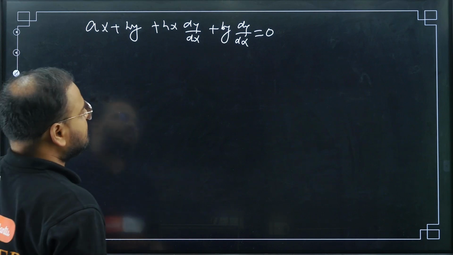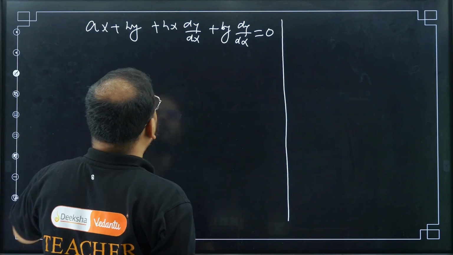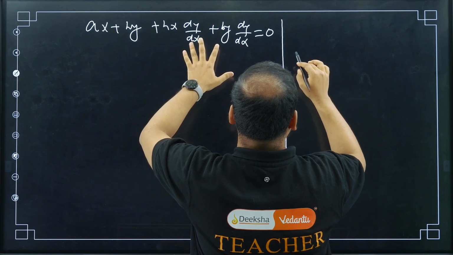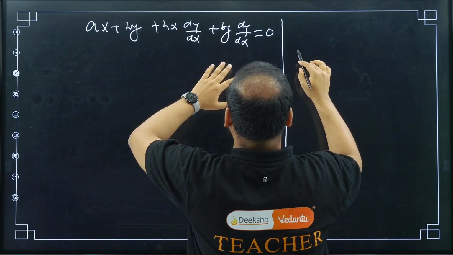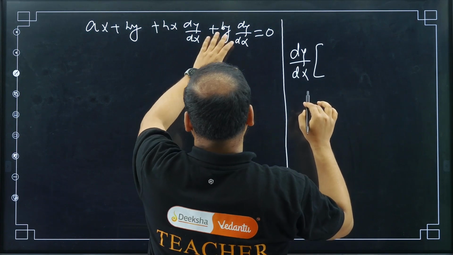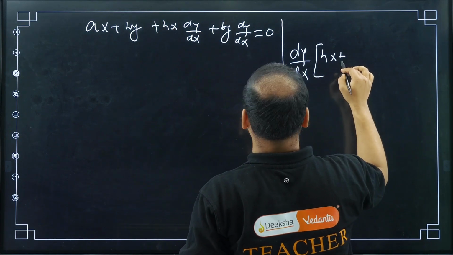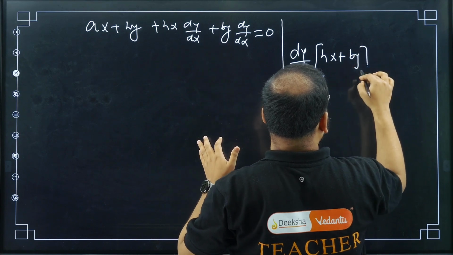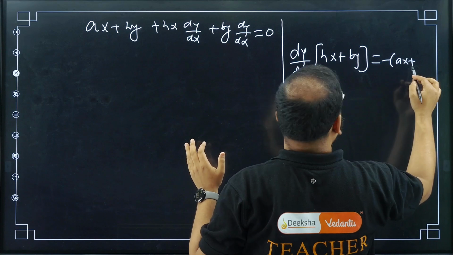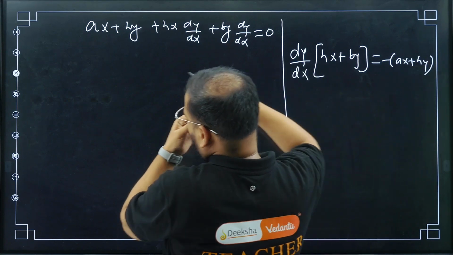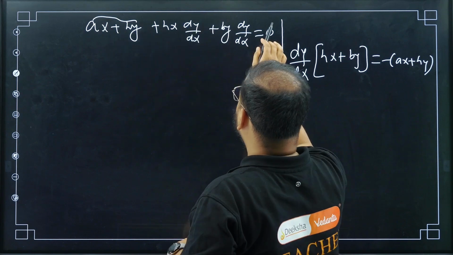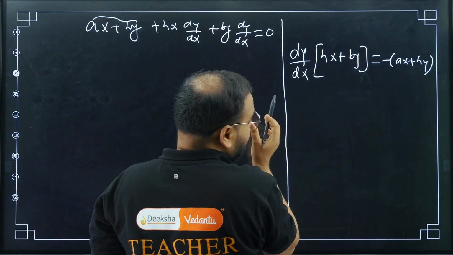Yes. Now what did I say? Bring this dy by dx, keep as it is, and bring this over here. So I'll keep dy by dx as it is. Take dy by dx common. I'll get hx plus by. hx plus by, and this will be equal to what? Negative of ax plus hy. Correct? Because I have moved both of these terms, ax plus hy, to this side of the equal to sign. So I get minus of ax plus hy.